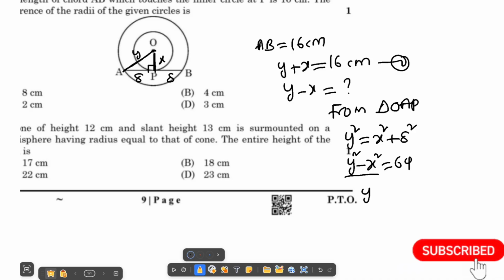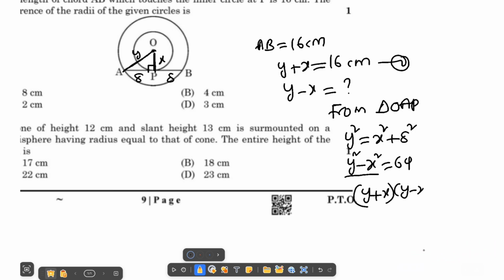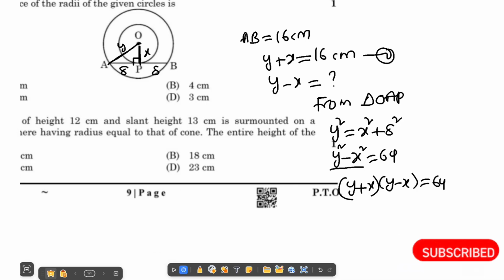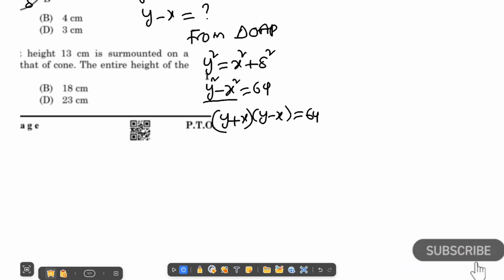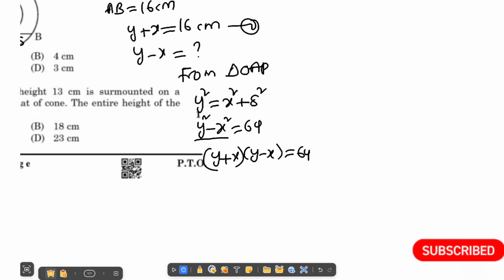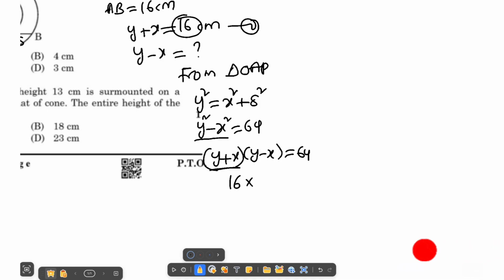Y square minus x square can be written as a square minus b square formula, a plus b into a minus b. So y plus x into y minus x equals 64. Here we already know the value of y plus x, which is 16. So 16 into y minus x equals 64. Send this 16 to the right side.